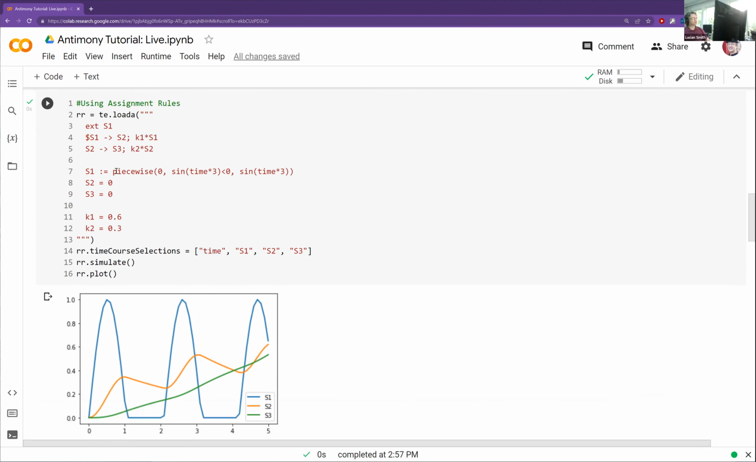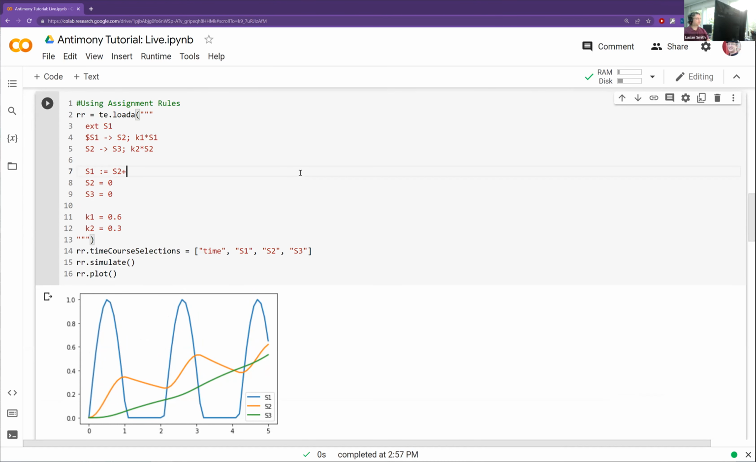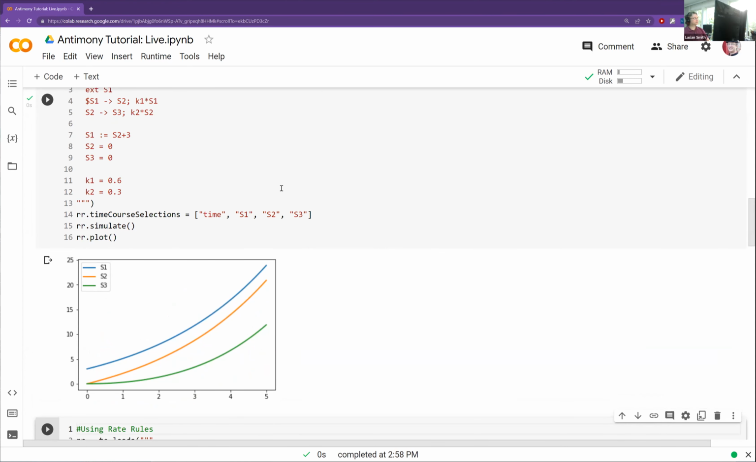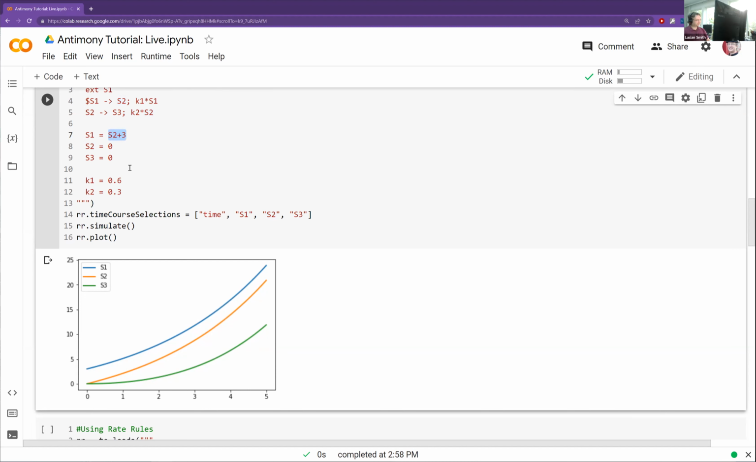You can make this formula as complicated or as simple as you want. You could even say, we'll make it S2 plus 3 and see what happens. So now S1 is always equal to 3 more than S2. It keeps on going up even as it's creating more S2 here. So obviously, as you go, you'll keep getting more and more stuff in here. Let's go back to this just equals 5.